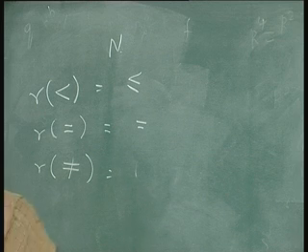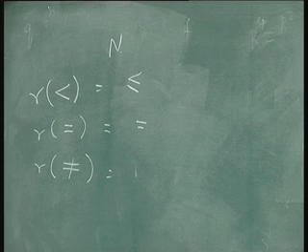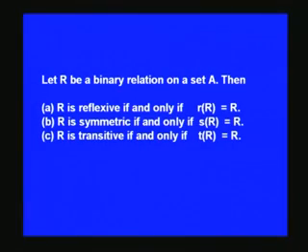Let us see more about reflexive closure. Now, this you can very easily see. Let R be a binary relation on the set A, then R is reflexive if and only if the reflexive closure of R is equal to R. R is symmetric if and only if the symmetric closure of R is equal to R. R is transitive if and only if the transitive closure of R is equal to R.